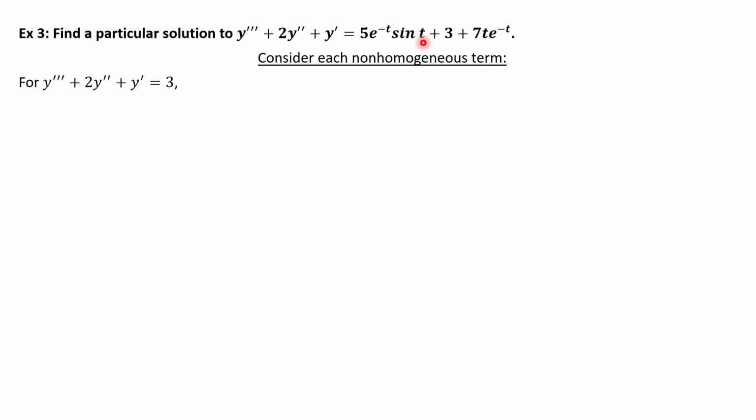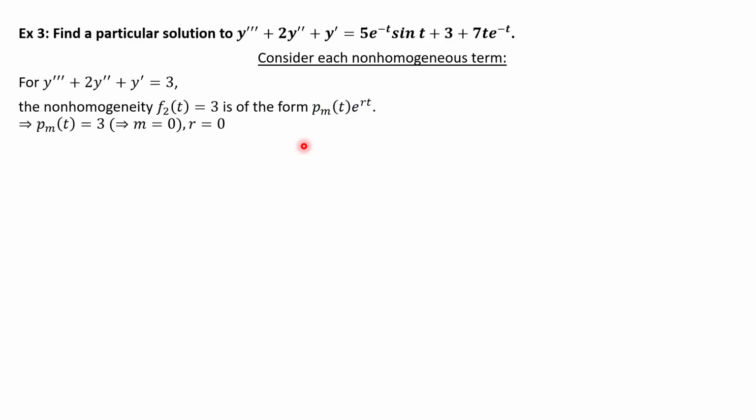So we already worked with our 5 e to the negative t sine t. Now we're going to work with 3. So we're going to say our differential equation equals 3. Our non-homogeneity of 3 has this format, p sub m of t times e to the rt. And notice the 3 represents our polynomial of t. And so m is just 0 here because we don't see any t, so it's technically degree 0. And then r, because there's also no e here, it's technically e to the 0.